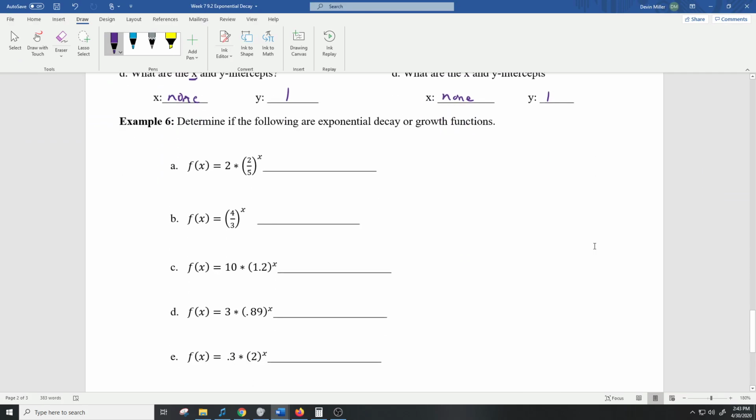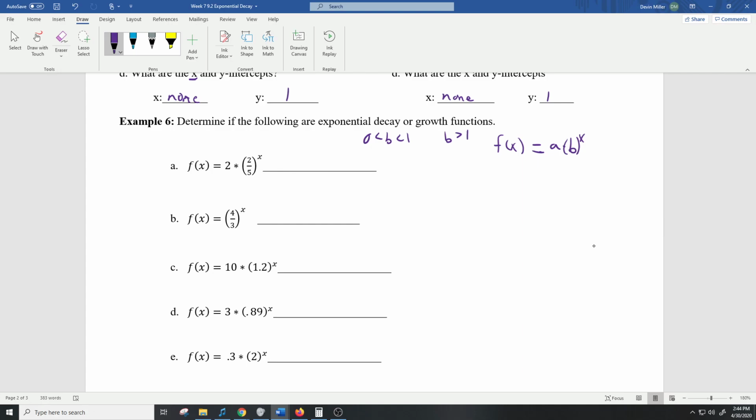Okay, last problem. Probably the easiest problem out of everything. Determine if the following are exponential decay or growth. Remember, for decay the b-value has to be between 0 and 1. For growth, the b-value has to be bigger than 1. That's the only thing you're looking at. You're looking specifically at the b-value whenever you have f of x equals a times b to the x. There may or may not be parentheses. It doesn't matter. Whatever is connected to that x variable is what you're looking at to answer growth or decay.